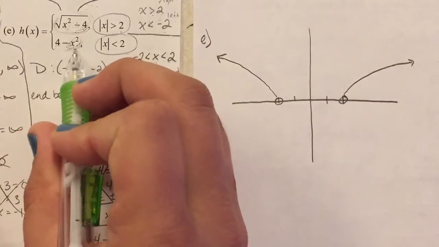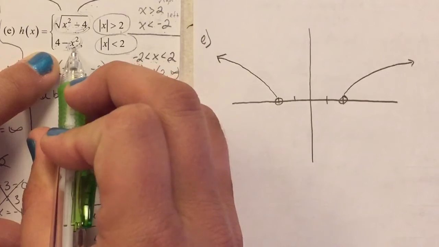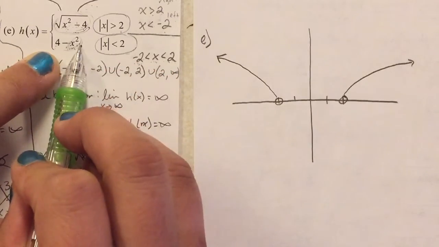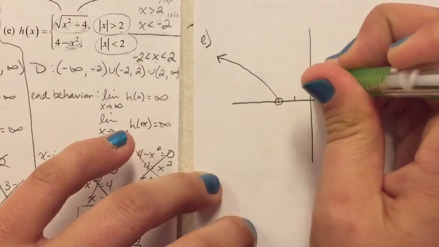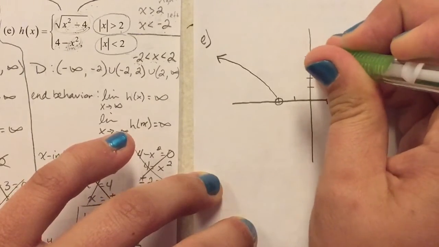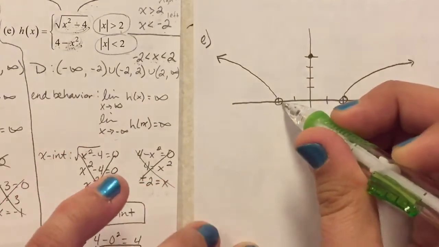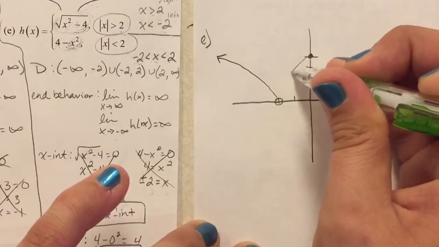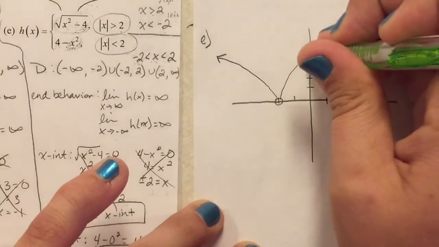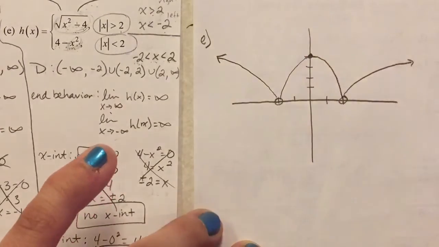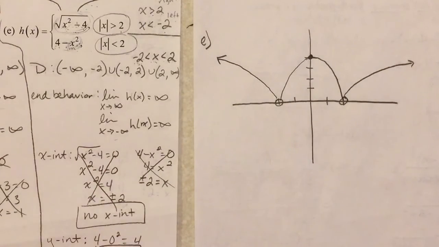And then 4 minus x squared. So this is a parabola. It's a downward facing parabola that begins at 4. So 1, 2, 3, 4, begins at 4. And I know that at -2 it should hit 0. And I know that at +2 it should hit 0. So this is what the graph of this piecewise function looks like.